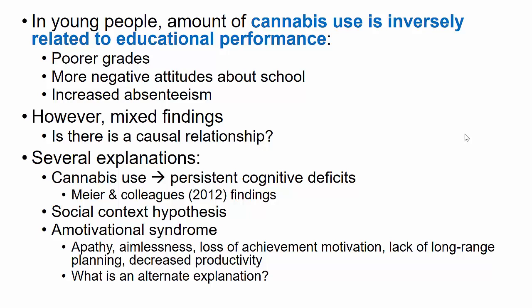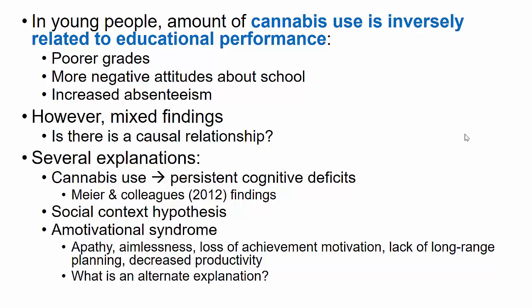Neuropsychological impairment and the lower IQ was found even after the study controlled for other factors, such as the level of education. Now, this is among the first data that suggests there to be a potential causal relationship between long-term cannabis use and cognitive deficits. Now, alternative hypotheses also have to be considered. So what are two major alternative hypotheses for this negative association between cannabis use and academic performance?